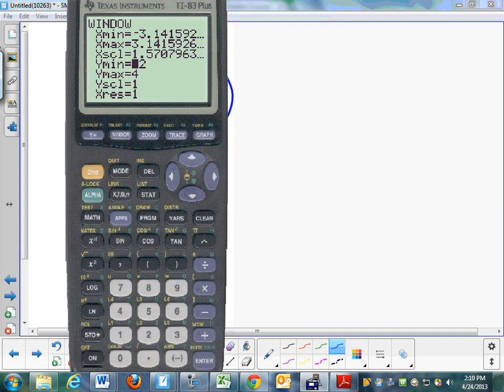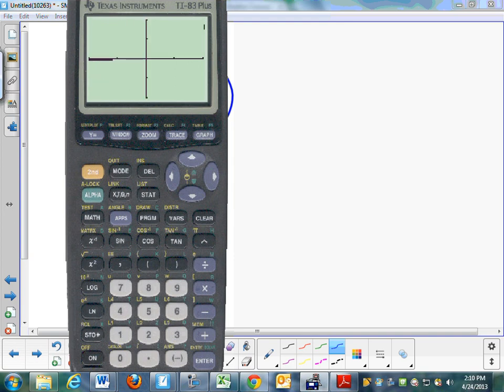But you tell me this. What is the minimum y value that sine of x can obtain? -1. So let's do -2 so we make sure we see the whole thing. What's the maximum value that sine of x can obtain? +1. Let's go to 2 so we can actually see the whole thing. Are you ready? The first function will be sine of x.